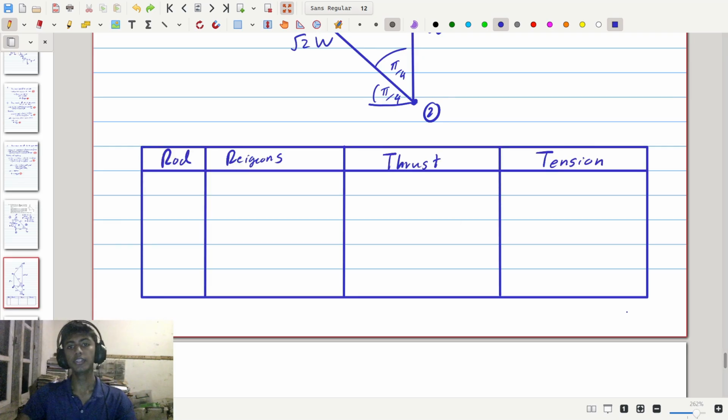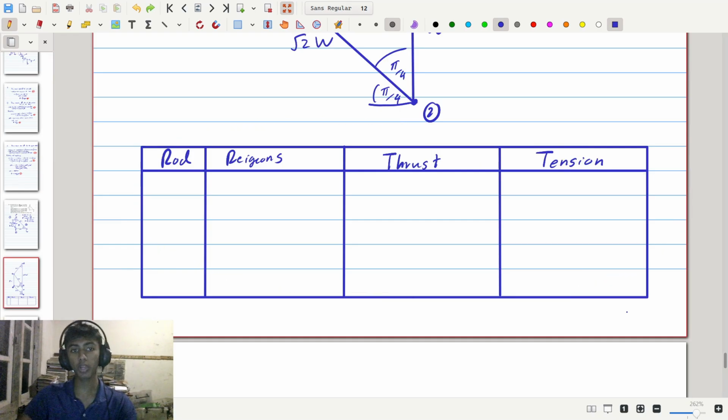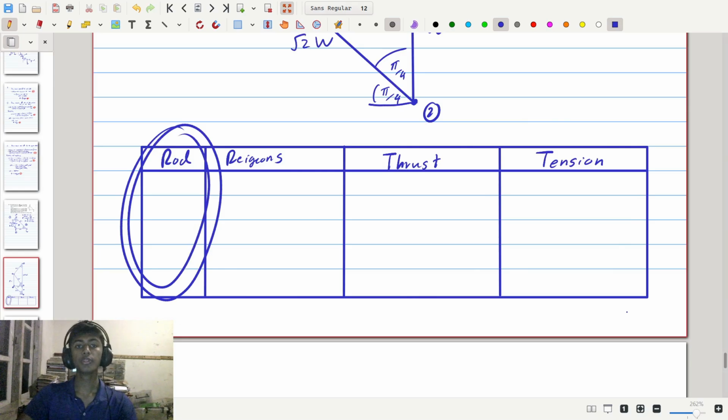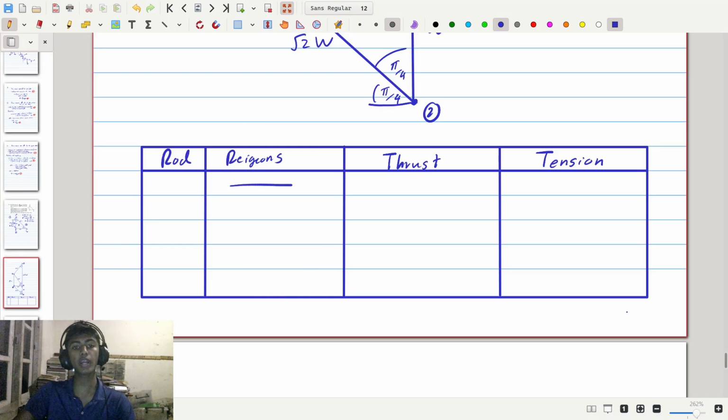So there we go. This is the kind of graph that you'd be expected to draw, and in this graph you can see there are 4 columns. There's the rod column, the regions column, and then there's 2 columns, thrust and tension. So in the rod column, you are expected to write the 2 letters corresponding to the rod, either AB, AD, or so on. And then in the regions column, you are expected to write the 2 regions corresponding to the force inside of the rod. So either, let's say for AB, if the regions are 1 and 5, then you write 1 and 5 here and AB here. And after that, we have 2 columns, thrust and tension.